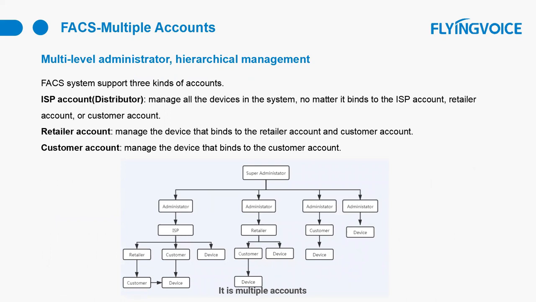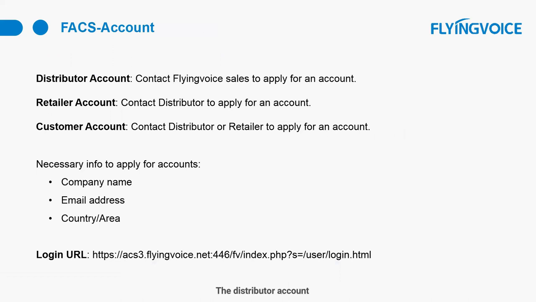And these are FACS multiple accounts. The FACS system supports 3 kinds of accounts: the ISP account, which means distributor or retailer account, and customer account. For a distributor account, you can contact Flyingvoice sales to apply for an account. For a retailer account, you can contact the distributor to apply. And for a customer account, you can contact the distributor or retailer to apply for it.